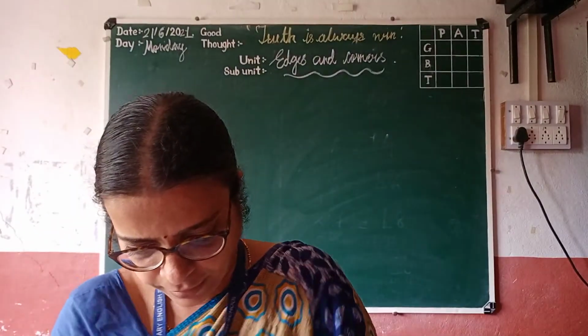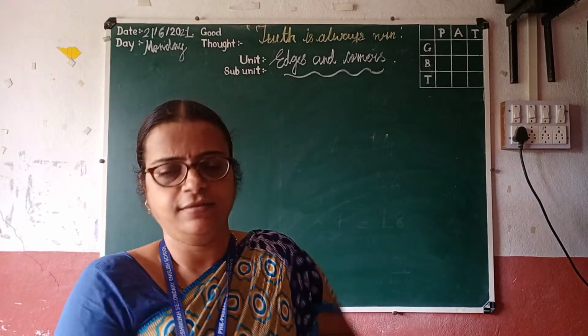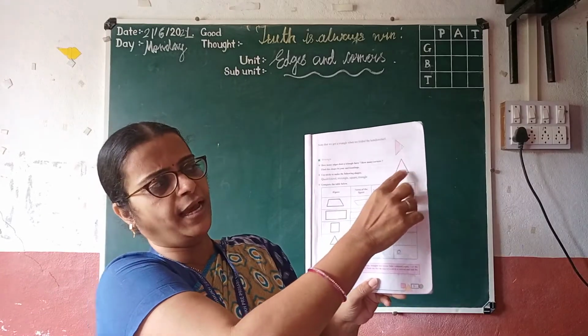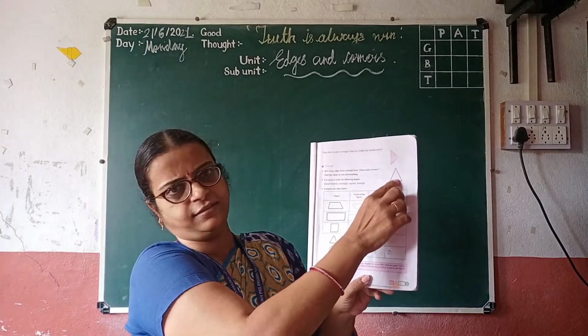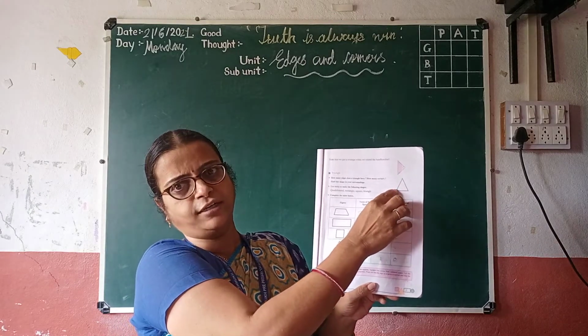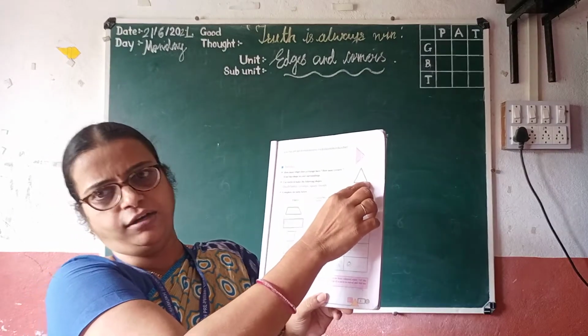Now, how many edges does a triangle have and how many corners? Students, you know very well. How many edges are there? 1, 2 and 3. These are the edges. And 1, 2, 3. These are the corners. So 3 edges and 3 corners.